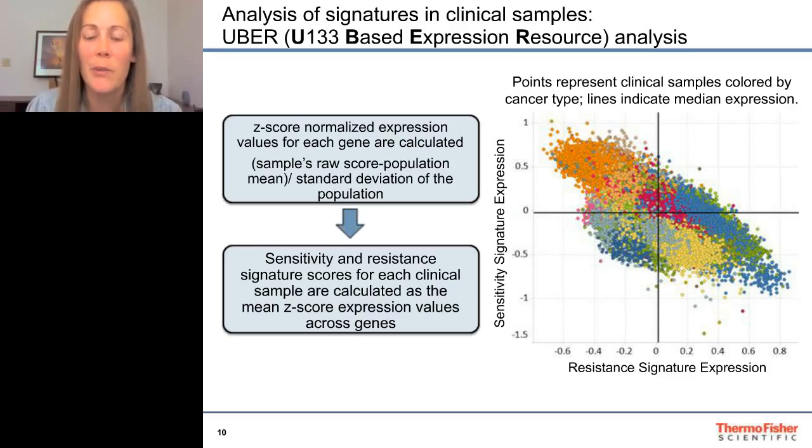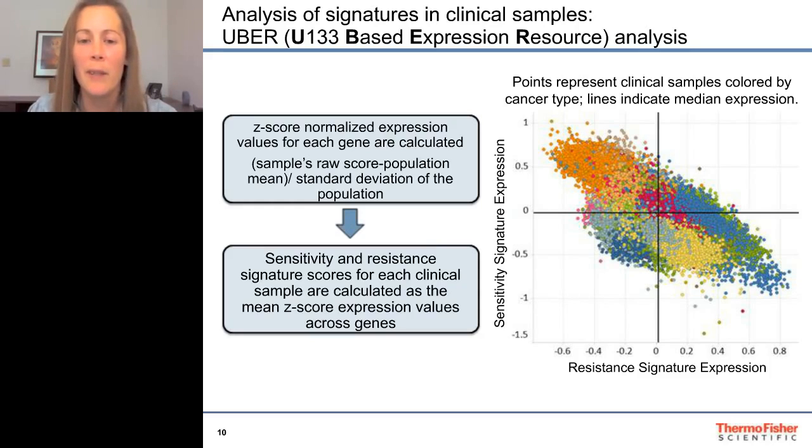So essentially what we can do within this analysis is bring in our sensitivity and resistance signatures, and we do this by z-score normalizing the expression values for each of the genes present within the signature. And then the mean z-score expression values across all of the genes in the signatures becomes the sensitivity and resistance scores for the clinical samples that are found within the UBER database. The UBER database contains both clinical as well as preclinical samples, but for all of the examples that I'm going to show you within this slide deck, I have filtered our UBER database to just show clinical samples.